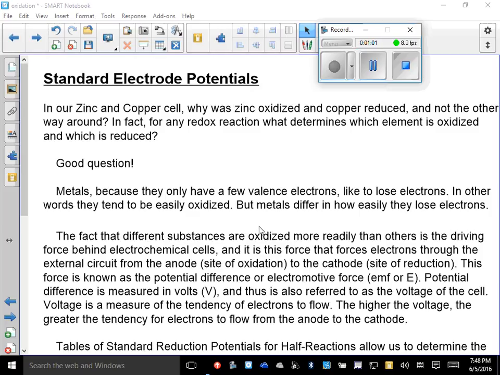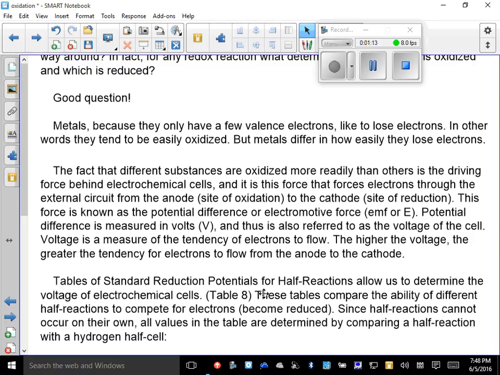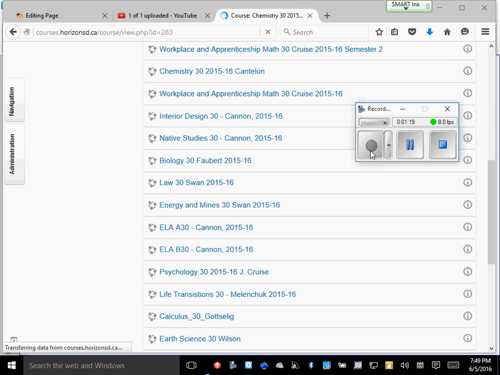Voltage is a measure of the tendency of electrons to flow. The higher the voltage, the greater the tendency for electrons to flow from the anode to the cathode. What we are going to use now is our tables of standard reduction potentials for half reactions, and that's table 8. I'm just going to pause and bring it up.